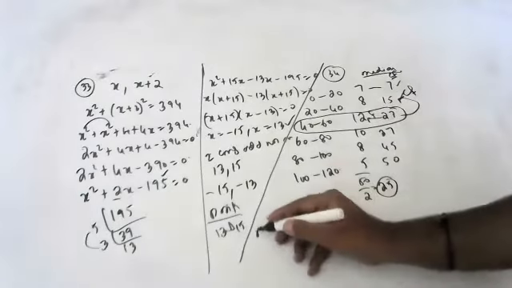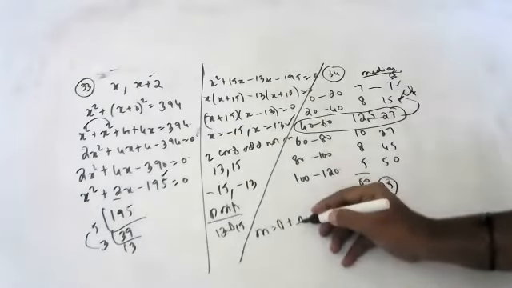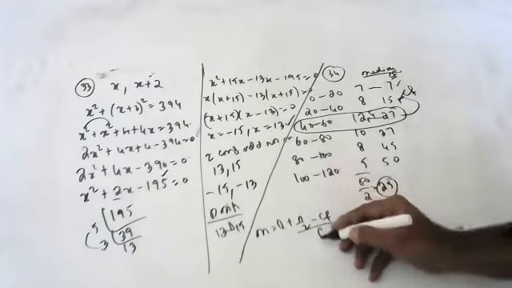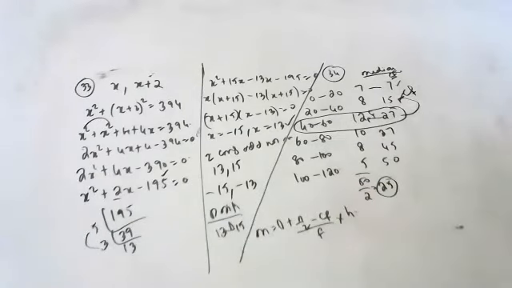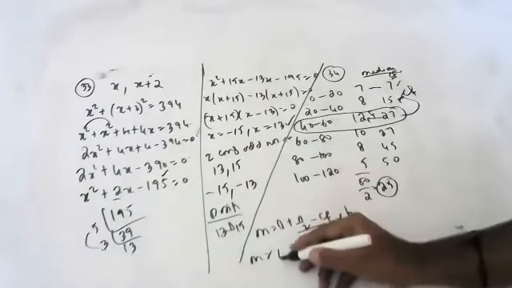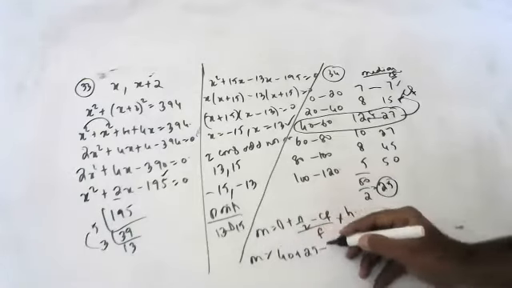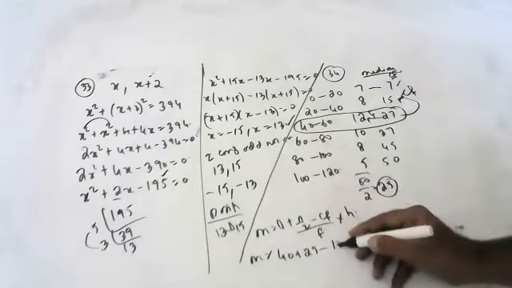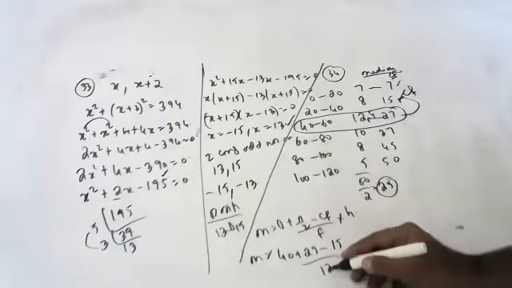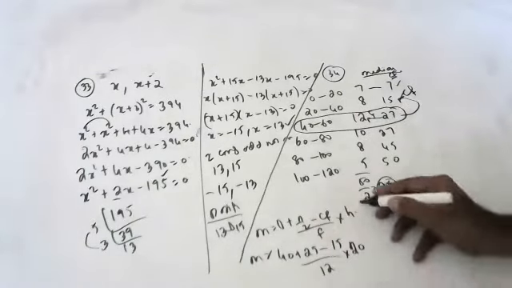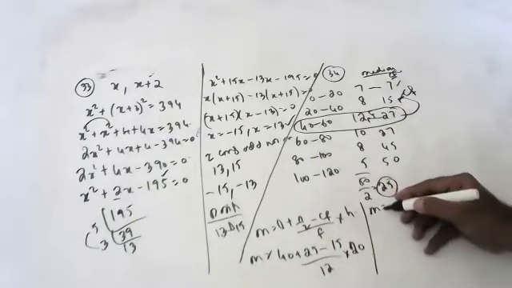Median formula: L plus n by 2 minus CF by f into h. Okay, children, how much is median? 40 plus 25 minus CF. CF is how much, children? 15. Frequency is how much? 12. And class size is how much? 20, children.